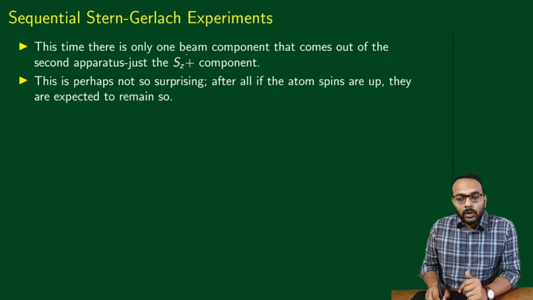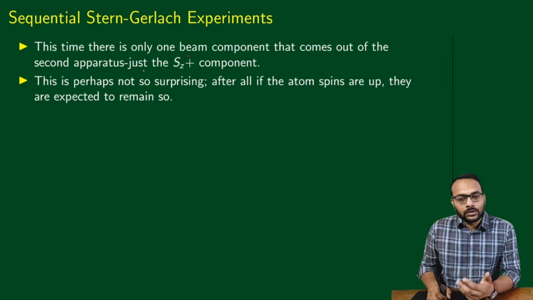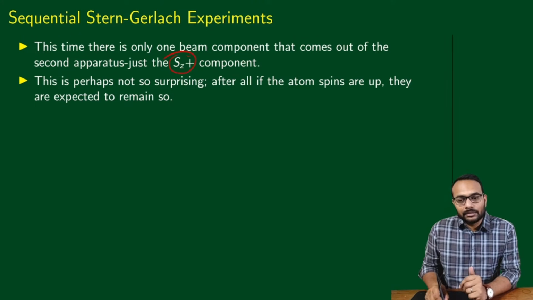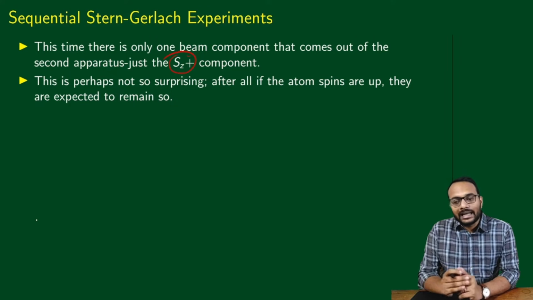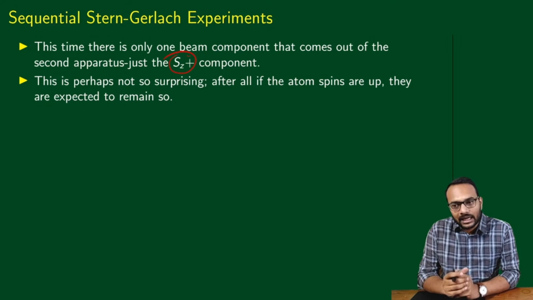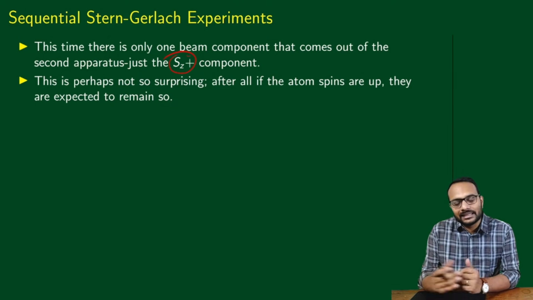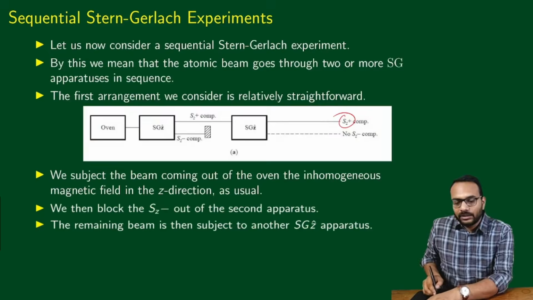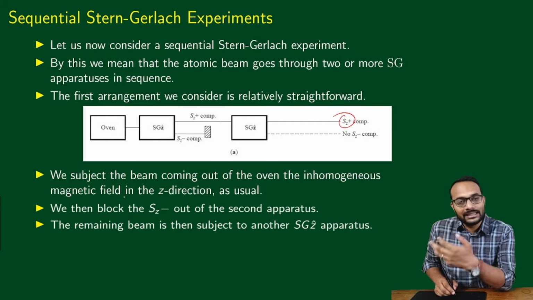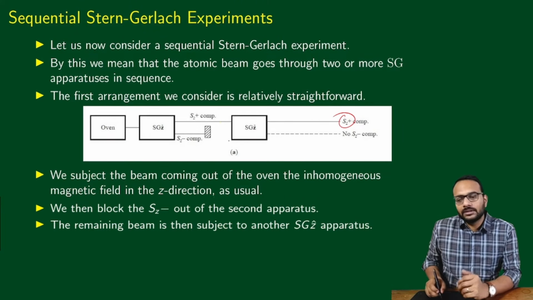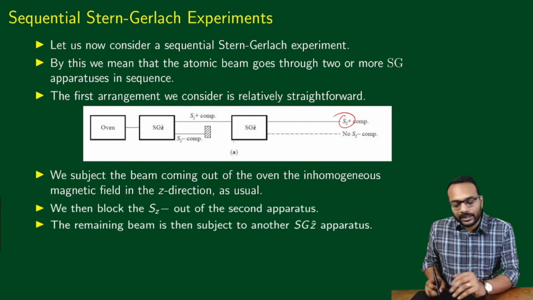This time there is only one beam component that comes out of the second apparatus, just the SZ plus component. This is perhaps not very surprising. After all, all the atom spins are up, and they are expected to remain so. In between these two apparatuses, there is nothing that changes the spin of the atom, nothing that flips or changes the direction of the spin. So this is exactly as we expect.